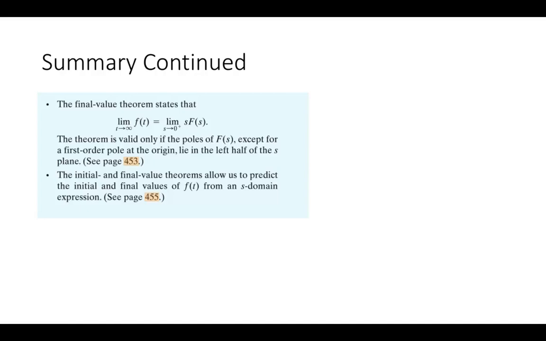So there are some functions to which you cannot apply the final value theorem. These typically would be functions that have poles in the right-hand side of the plane. Those would be poles that have positive exponential growth, and so they basically would have an undefined final value. The initial and final value theorems allow us to predict the initial and final values of f of t from an s-domain expression. So in your textbook on page 453 is a detailed discussion and definition of initial and final value theorems.